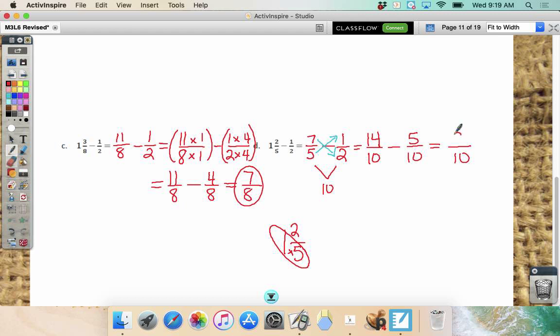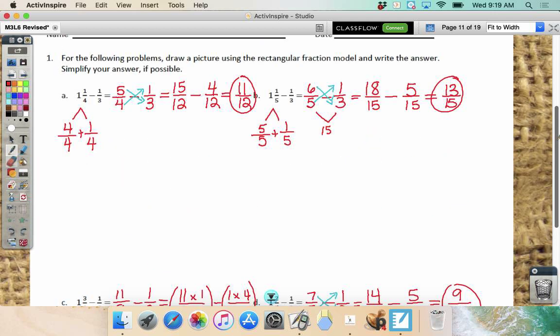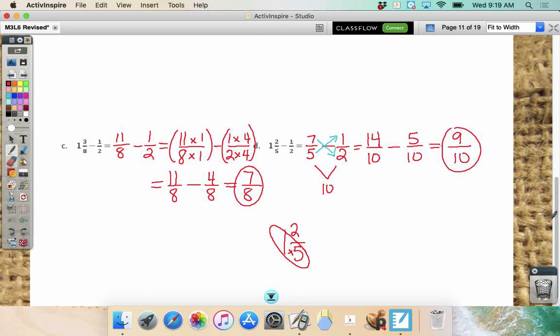Have you noticed anything about these answers so far? They're so close, always. Yeah, really close. I think 13/15 was the only one that wasn't 1 away. Okay, let's turn it over and see what we've got next.